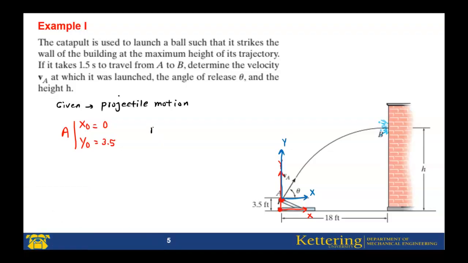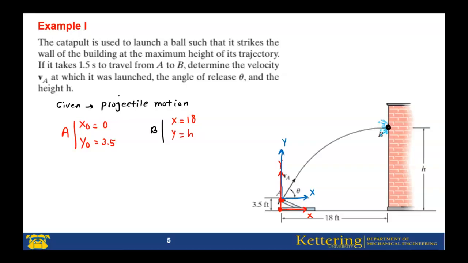Then, for the final point, when the water hits the wall, this is the final point, B. Based on the red coordinate system, how much is x? 18. How much is y? H. Sorry, the pixels on my notepad just don't work.